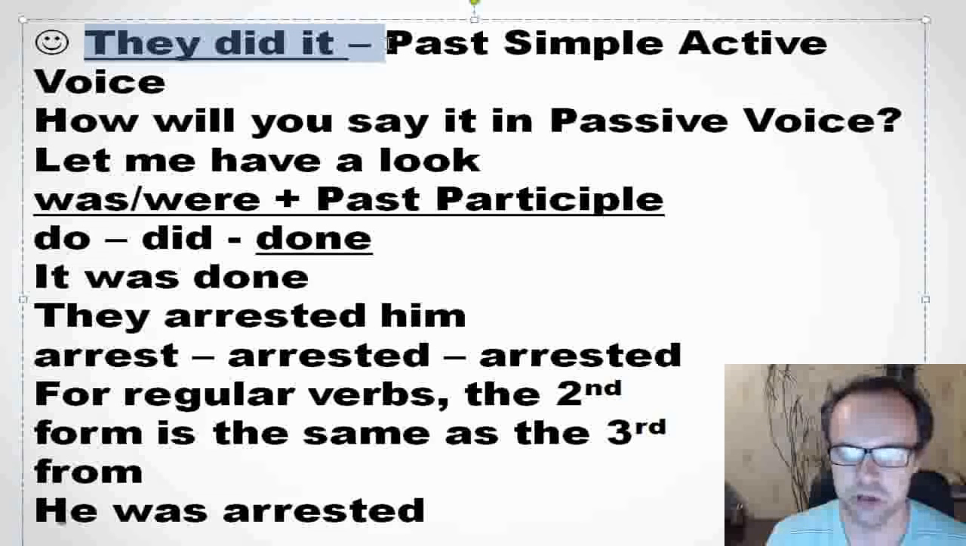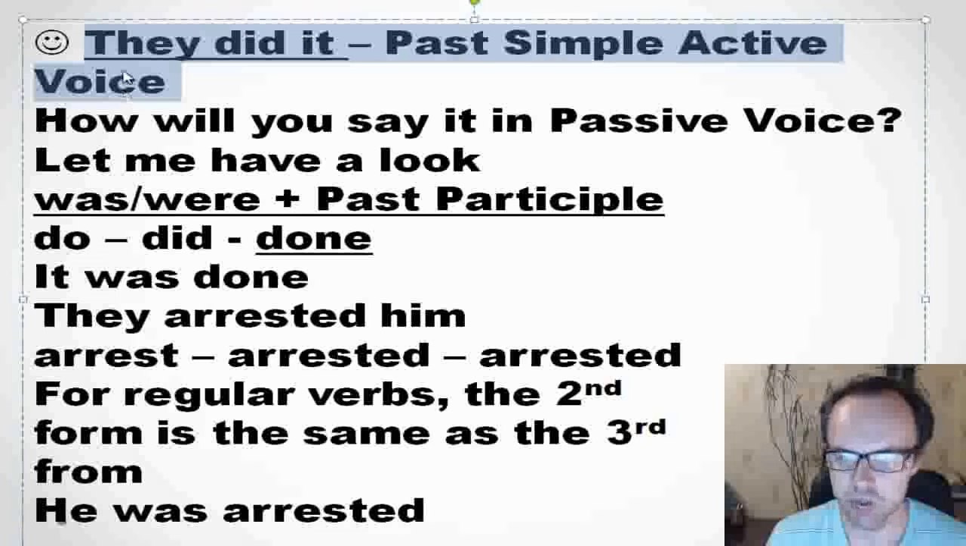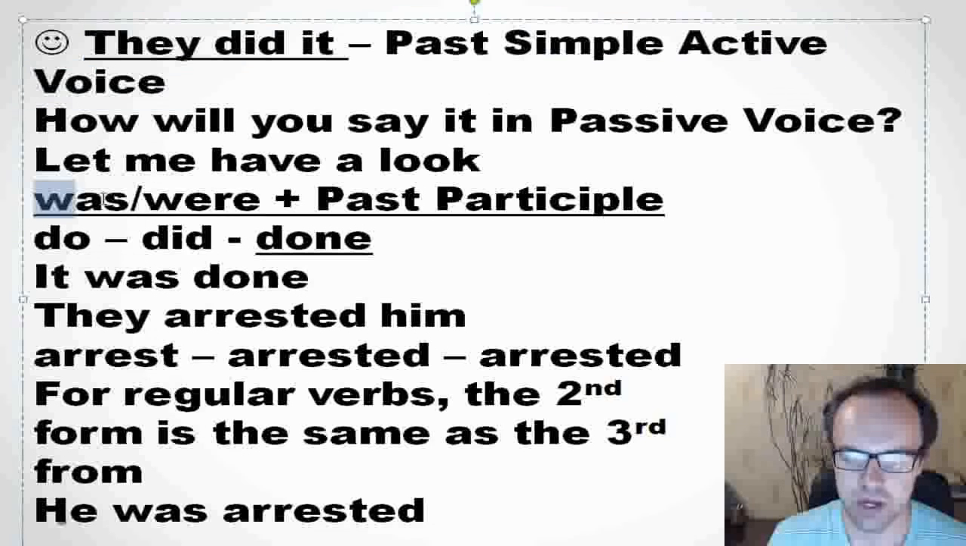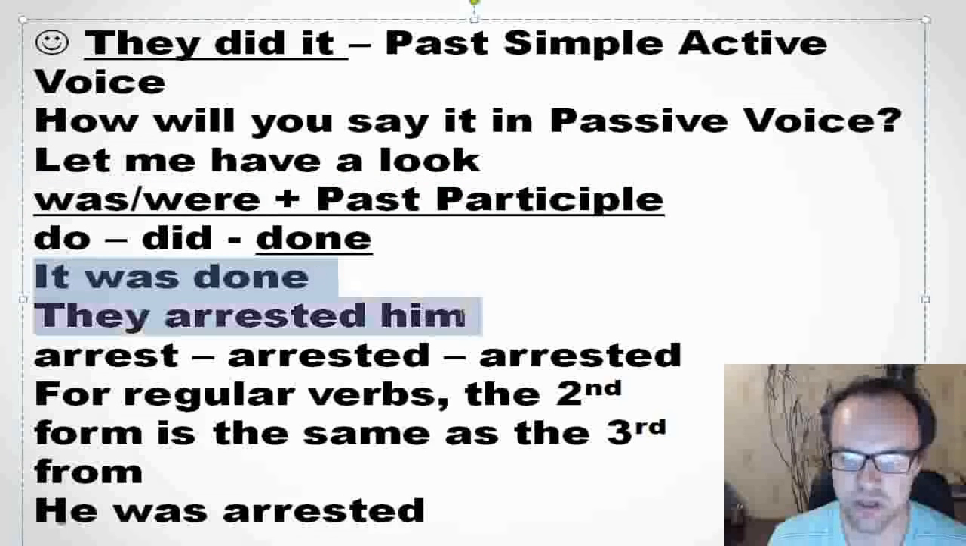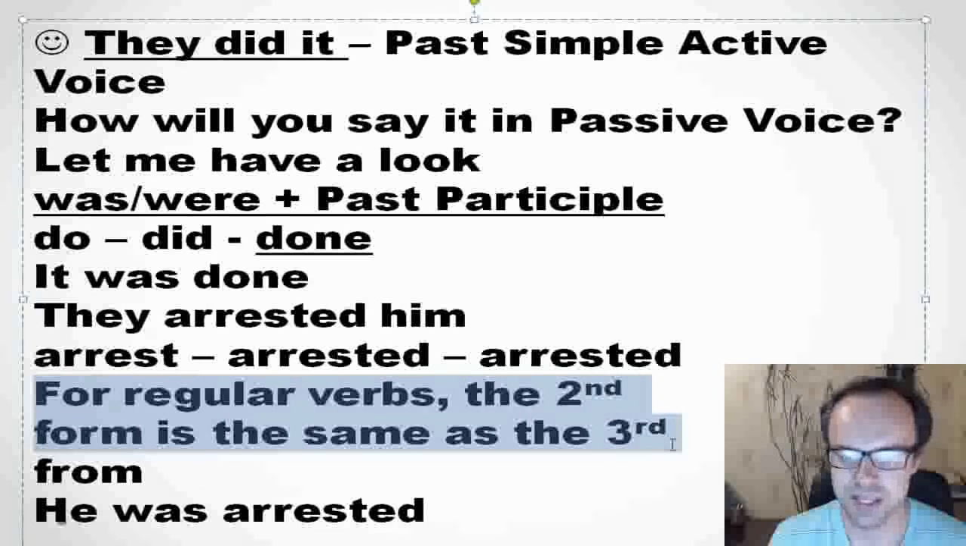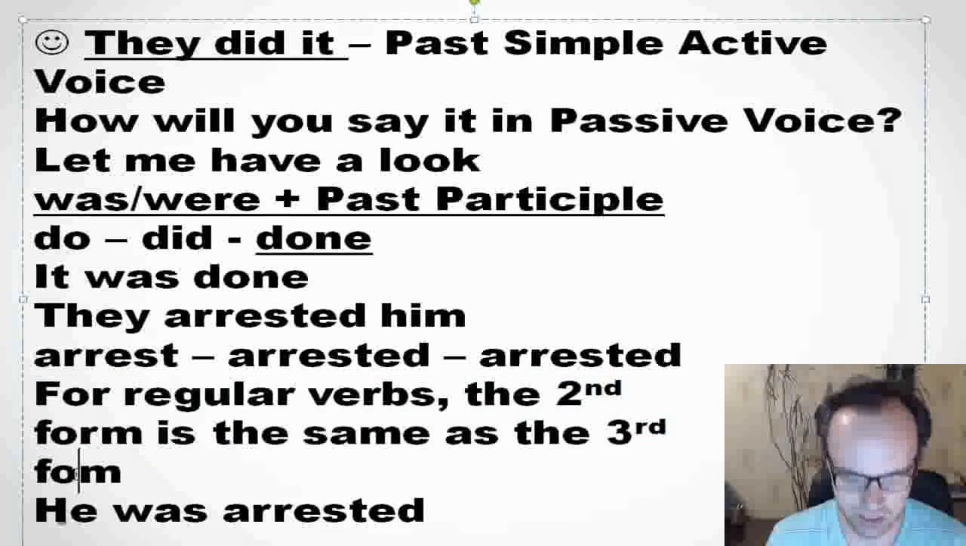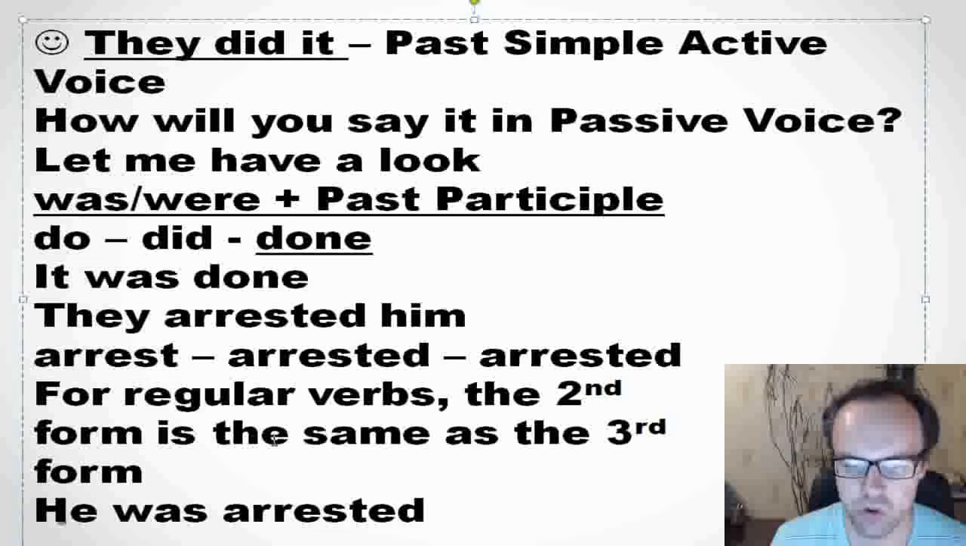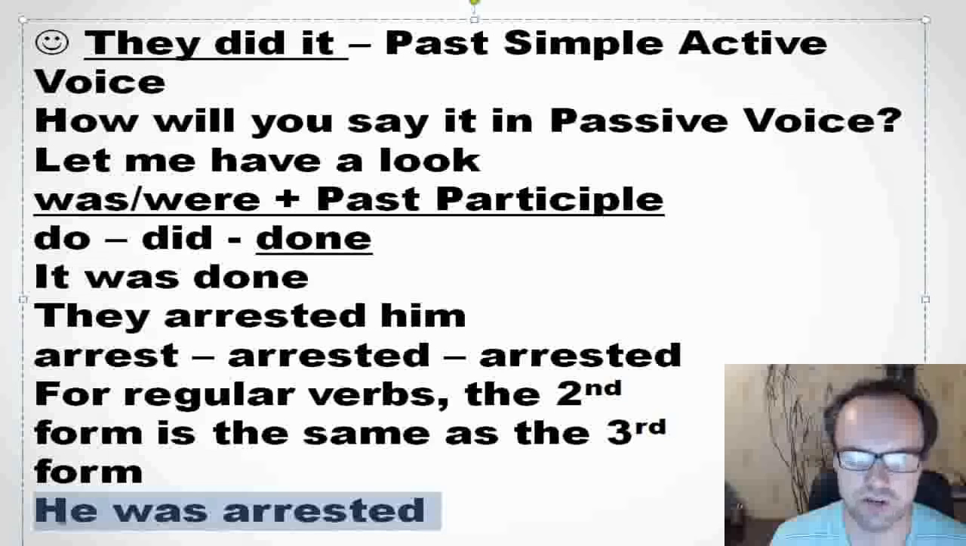Okay, so they did it, past simple active voice. How will you say it in passive voice? Let me have a look. Was or were plus past participle. So do, did, done, and done is past participle. So you say it was done. They arrested him. Arrest, arrested, arrested. For regular verbs, the second form is the same as the third form. So he was arrested. Okay? So it's past simple passive voice.